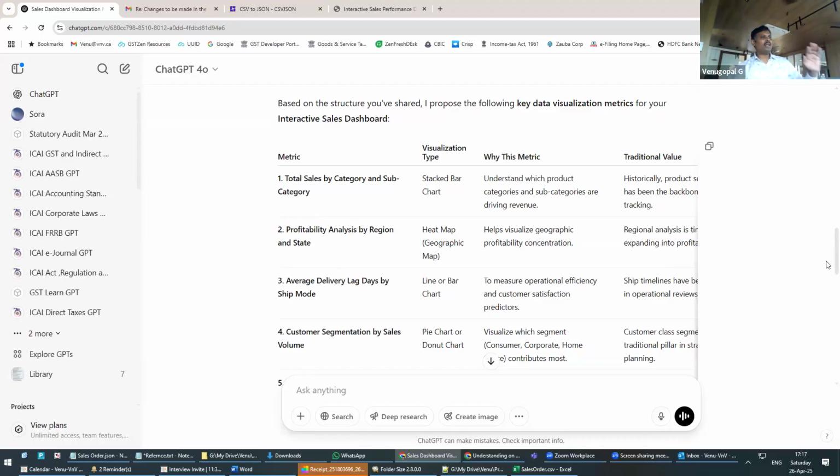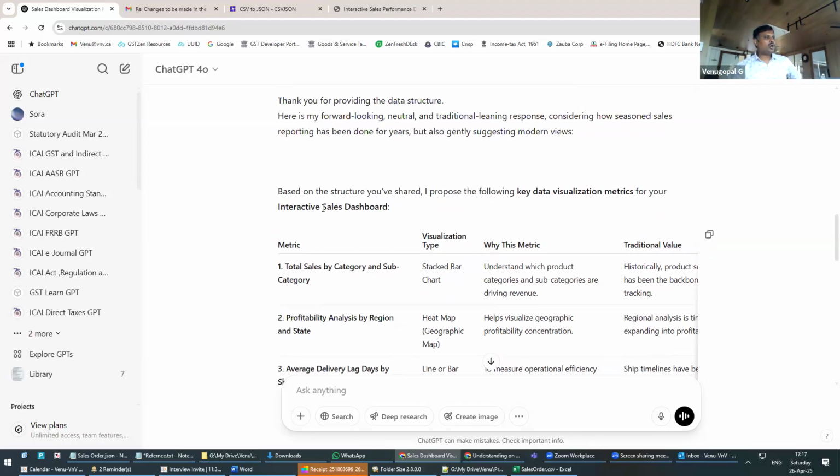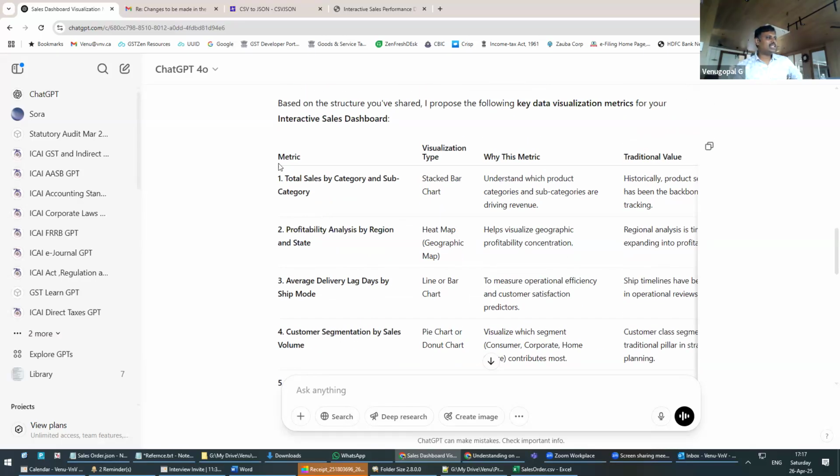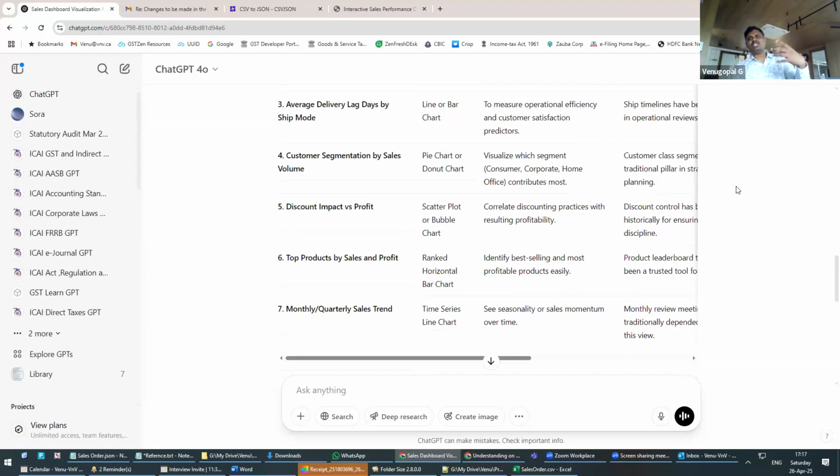So each one of you, have you got a response from the GPT saying that these are the metrics and this is the visualization type, and why the metric has to be used? Each one will get a different response, but did you all get a response something like this? Everyone got some response? All right, I can see yes.